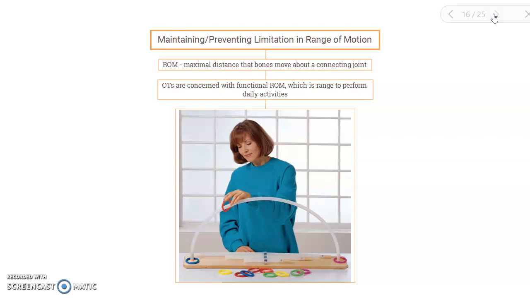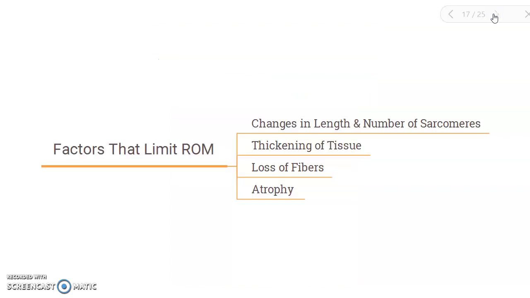The factors that usually limit range of motion are systematic neurological, joint, or muscular diseases, surgical or traumatic insults, scarring, edema, and also internal and external factors. An example of internal is pain and inflammation, and examples of external factors are casting, splinting, and bed rest. Factors that limit muscle range of motion are changes in length and number of sarcomeres, the thickening of tissue, the loss of fibers, and atrophy.